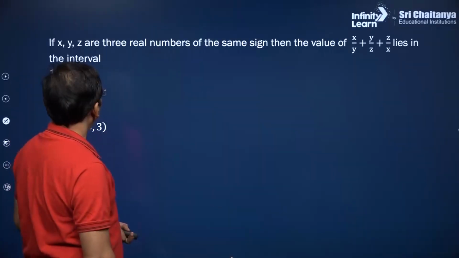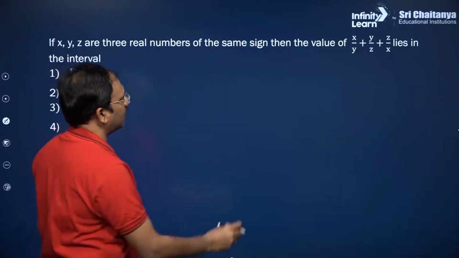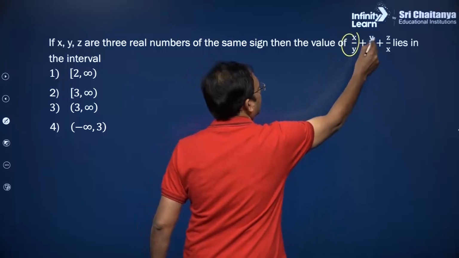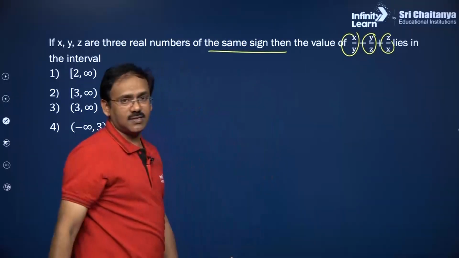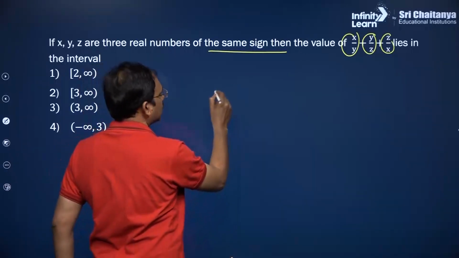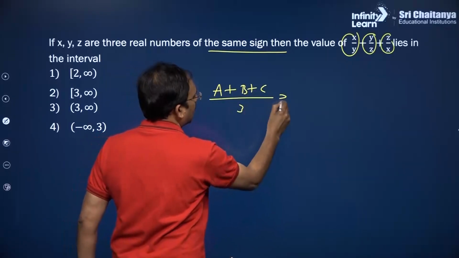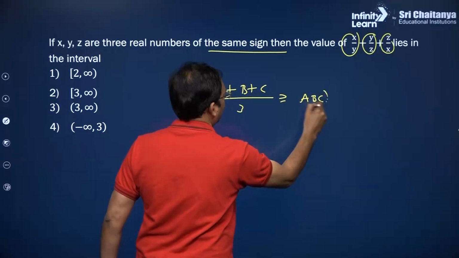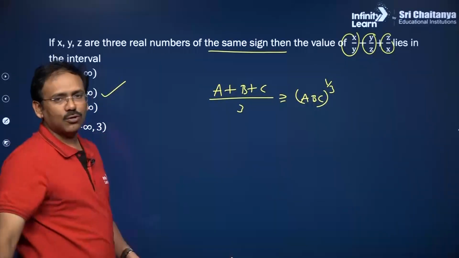Next, my dear friends, x, y, z are 3 real numbers. Undoubtedly they lie in the interval. Since these are 3 real numbers of the same sign, these 3 are positive numbers. Apply AM greater than or equal to GM. So, suppose those numbers are a, b, c: (a plus b plus c) by 3 is greater than or equal to abc power 1 by 3. Here abc is 1, so it is greater than or equal to 3, so the range is 3 to infinity.